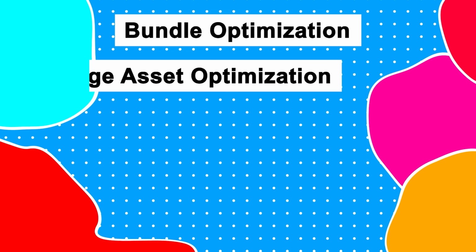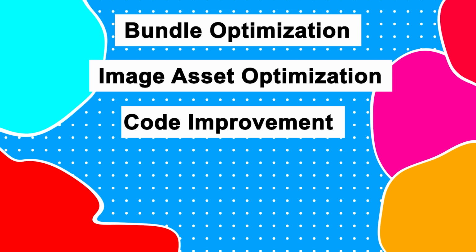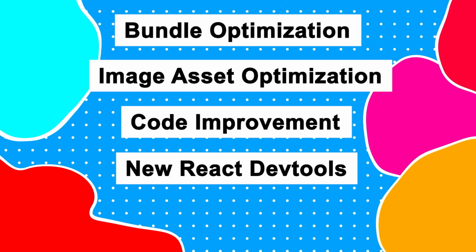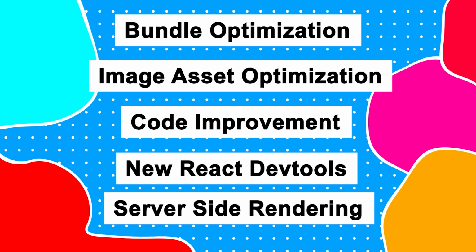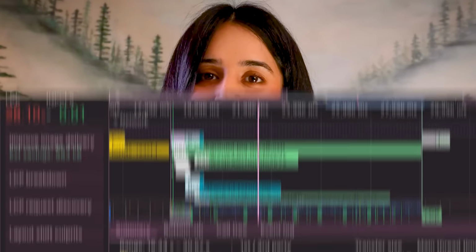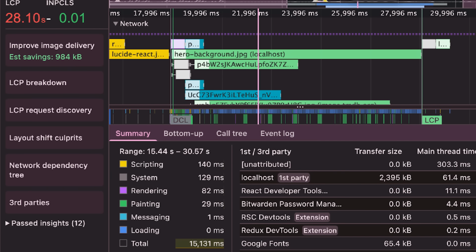In this video, I'm going to give you a framework to walk through when you have a slow app and you want to optimize it. I'll tell you about bundle optimizations, image asset optimizations, code improvements, the new React tools that are available, and server-side rendering. And we're going to take an app that is extremely slow and make it fast.